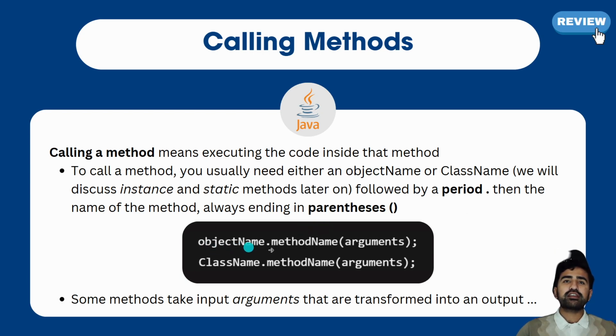So yeah, the classic way to call a method, right, is dot method name. Now we're going to take a deeper dive on what instance and static means. I know we kind of glossed over it last time. This time we're going to take a deep dive.